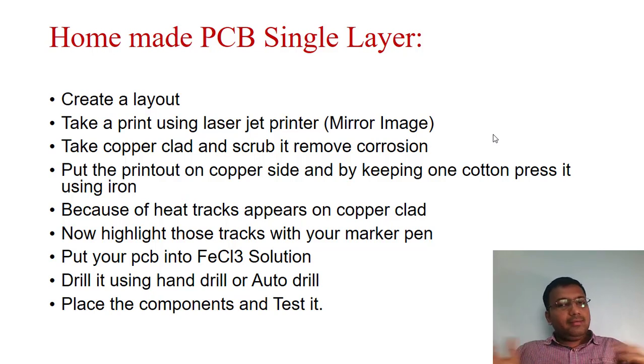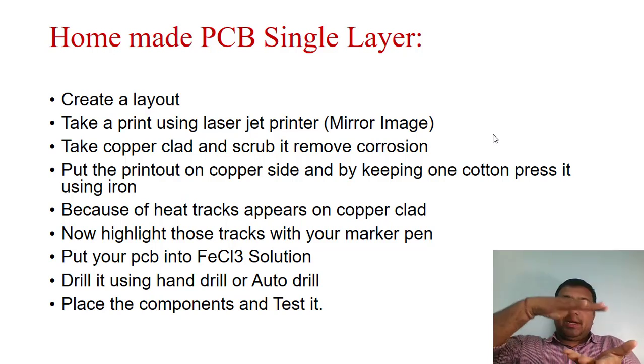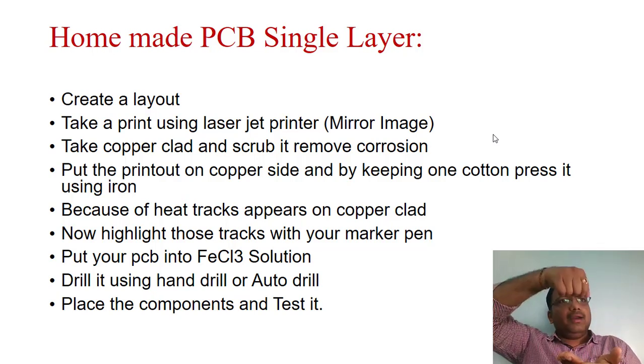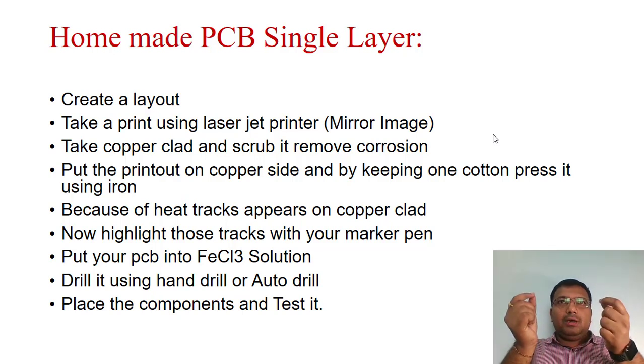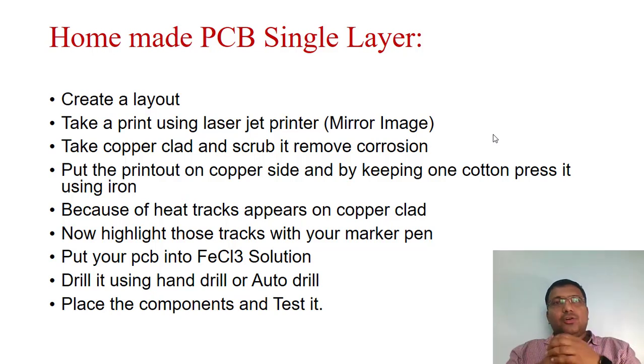Take the copper clad, scrub it, remove the corrosion of the copper clad, clean it. Then put the printout paper on the copper clad by keeping one cotton on that, and then press the iron on it. Okay, due to heat, the ink on the paper will be pressed over the copper clad. Because of the heat, tracks will appear on the copper clad. Now highlight the traces by using a marker pen. So take the black color marker pen and highlight all the traces.